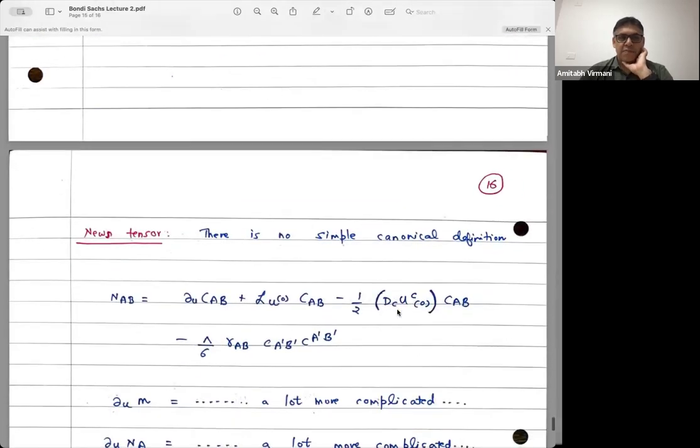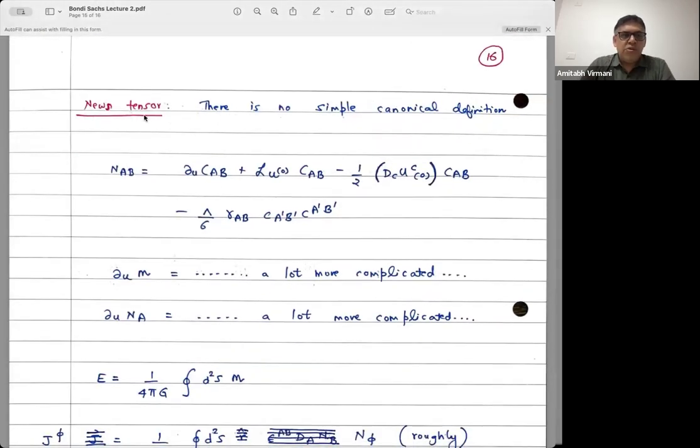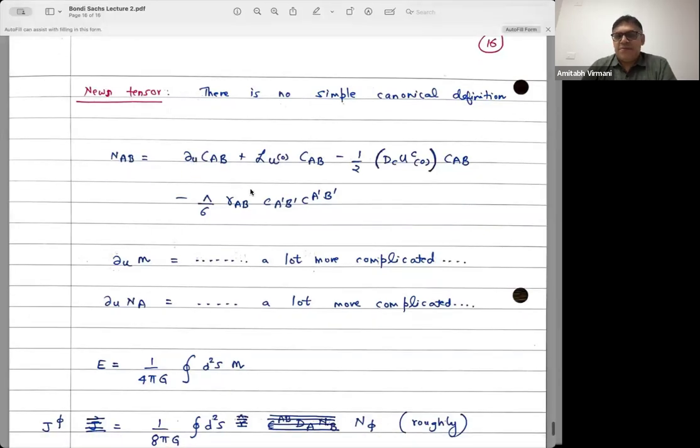in de Sitter space-time. The news tensor, unfortunately, is not so simple, and even after about 5 years of discussion in the literature, there is still no canonical simple definition for the news tensor. One of the nicest expressions is like so, that NAB is a derivative of U, a derivative of CAB, and then there are a lot of other things, like the Lie derivative of CAB in the U0 direction, some divergence of U times CAB, and so on.